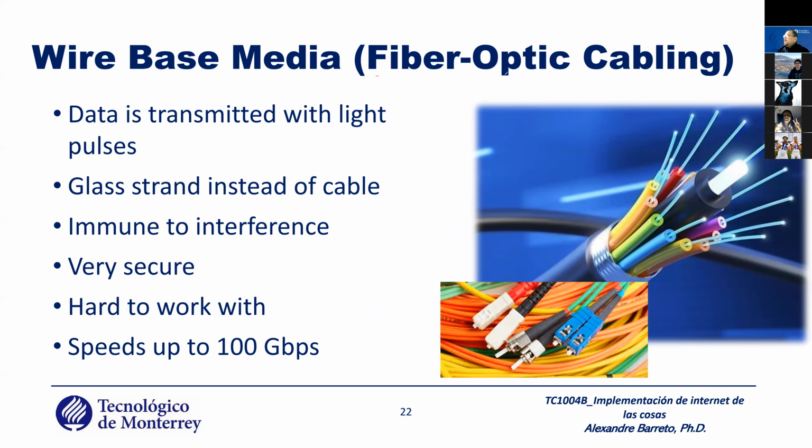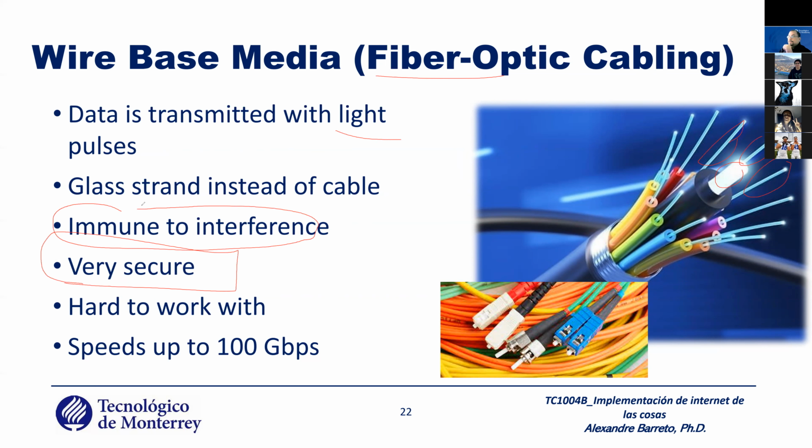The other one is the fiber. The fiber uses light to transmit. You send the light from one point, at the border you have a light source, and the light is transmitted through the fiber. The amazing thing is that it's a very, very secure way to transmit data. The second advantage is that it's immune to interference. You don't have interference problems.